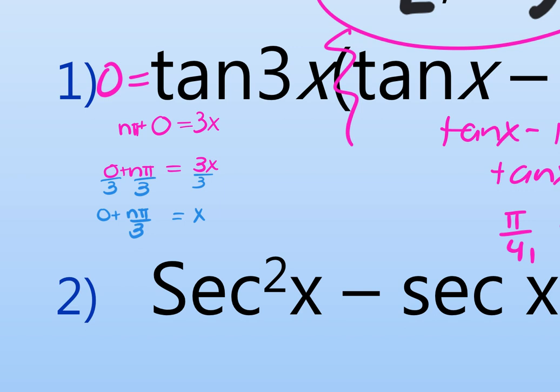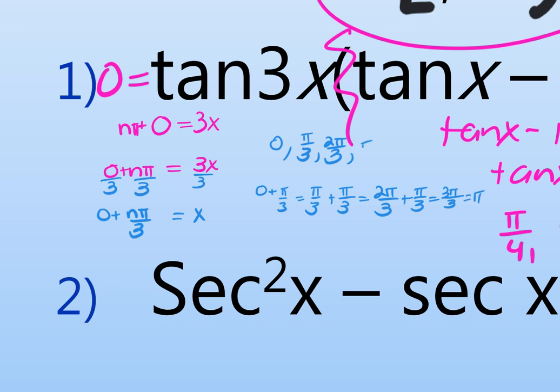So 0 is definitely one of them. That would be part of my answers. And then I would do 0 plus, I replace n with 1. So 0 plus pi over 3, and that's pi over 3. That is between 0 and 2 pi. Then I'd add pi over 3 again, and I'd get 2 pi over 3. And that one is also between 0 and 2 pi. And then I'd add pi over 3 again, and I'd get 3 pi over 3, which is pi. And that one's also on my interval of 0 to 2 pi.